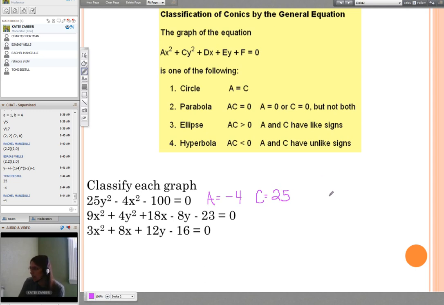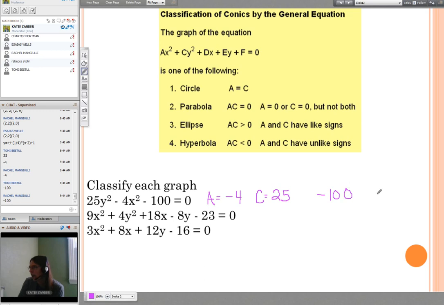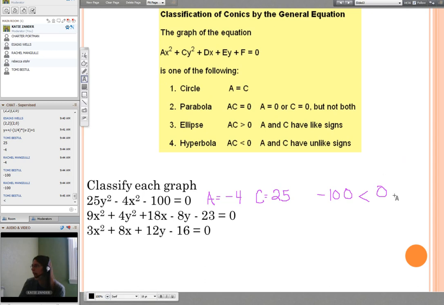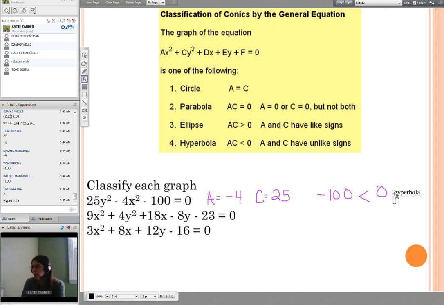What is A times C? Negative 100. And how does that relate to 0? Is that equal to, greater than, or less than? Yeah, that's less than, obviously. So what type of conic section do we have in this first equation? This is a hyperbola.